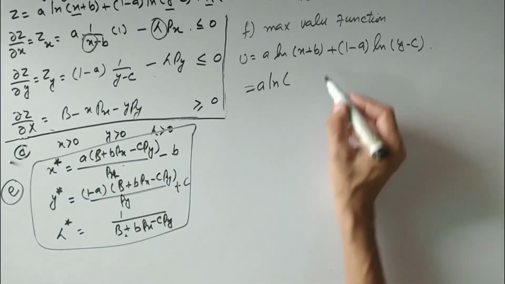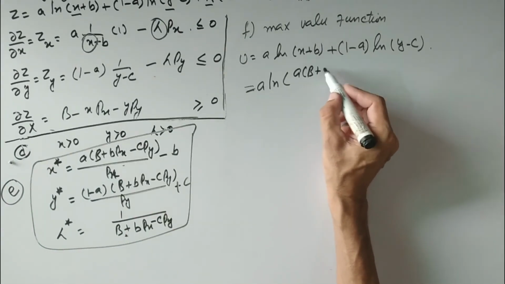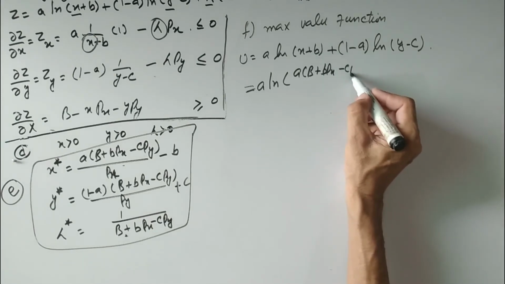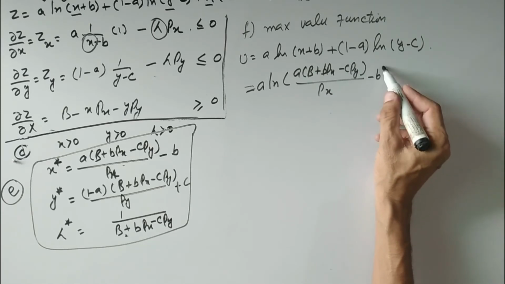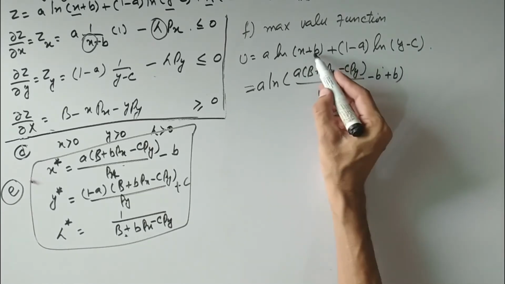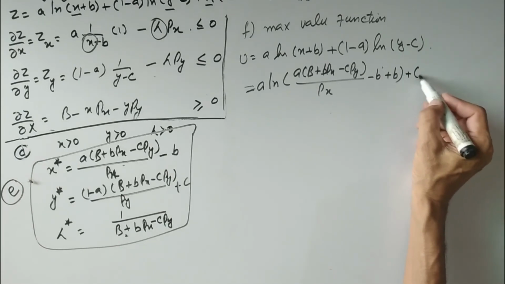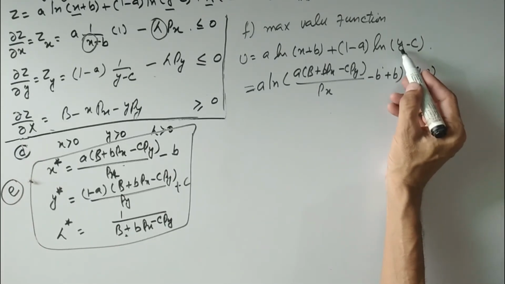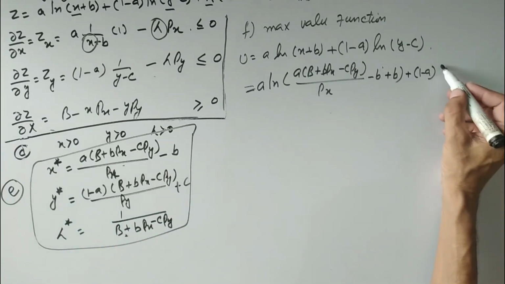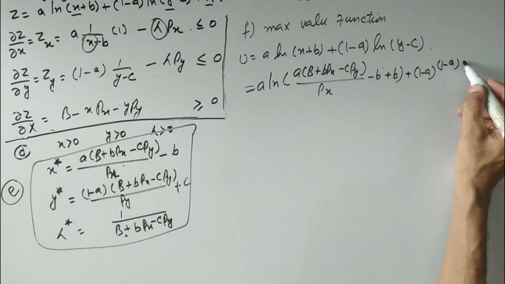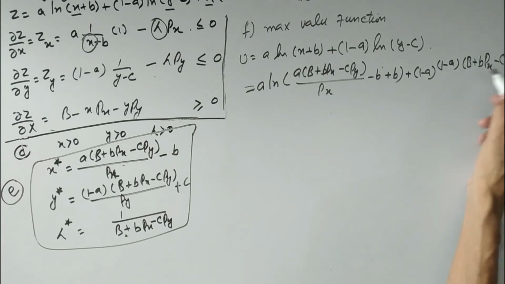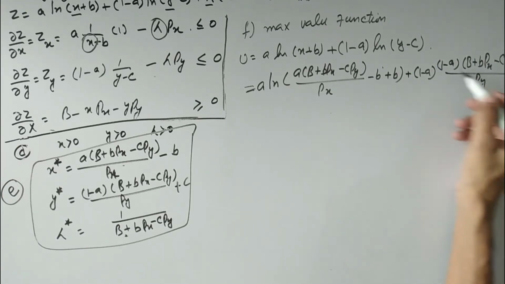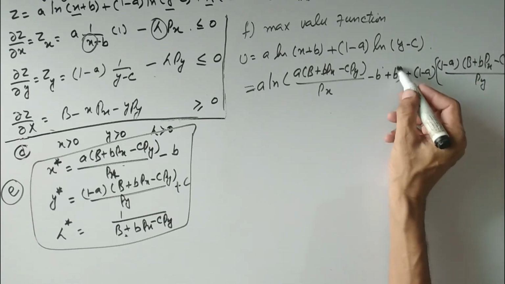For a ln x, here is the optimal value: a into b plus b p of x minus c p y upon p of x minus b, and plus b, here is the plus b. Plus 1 minus a, and now we have to put the value of y, that is the optimal value of y: 1 minus a into b plus BP of X minus CPY upon P of Y plus C, minus C. So this will cancel out. This will cancel out.